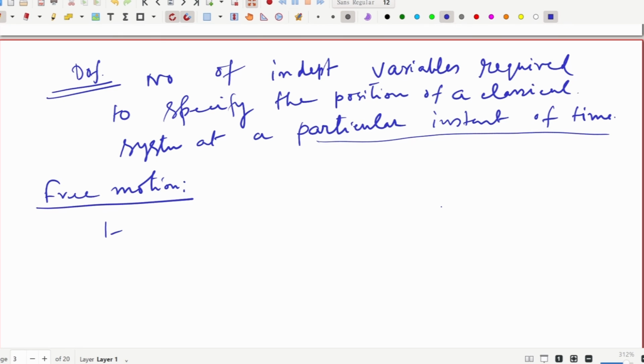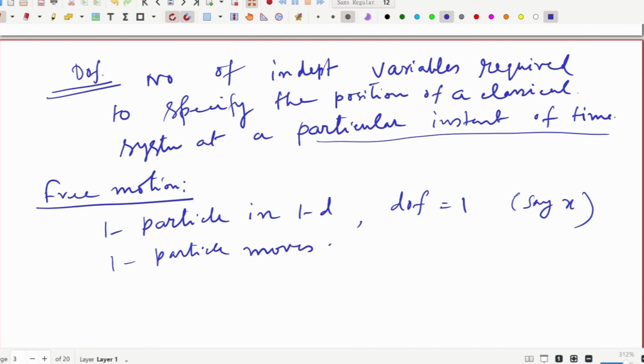One particle in one dimension. Its degrees of freedom will certainly be 1, because it is moving along the x direction only, one dimension, or y direction. So, you need the value of the x coordinate, and you can say that the value of x gives you the degrees of freedom.